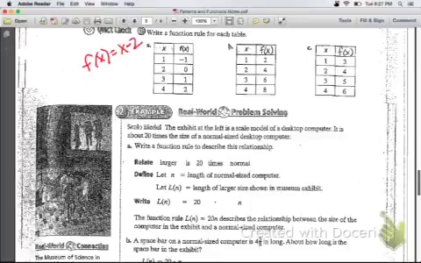Okay, so what would I do? 2, 1 to get 2, or 2 to get 4, 3 to get 6, or 4 to get 8, and you can see that if you multiply by 2, so f of x is equal to 2x.